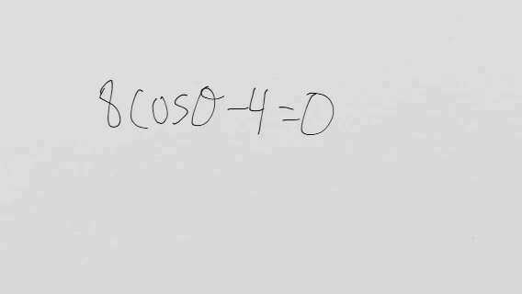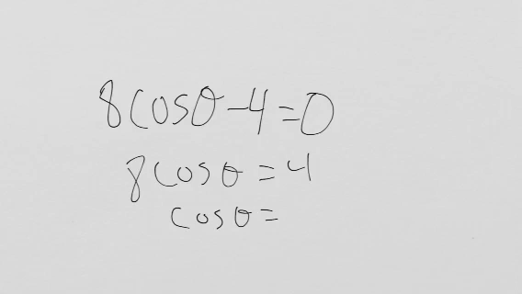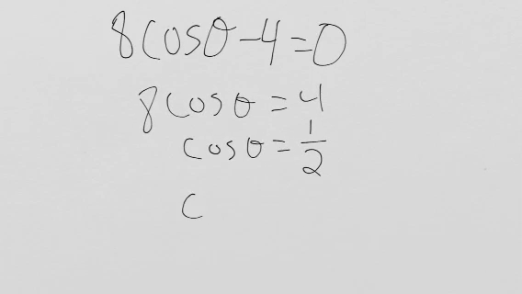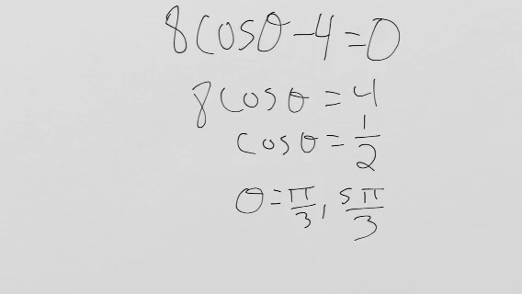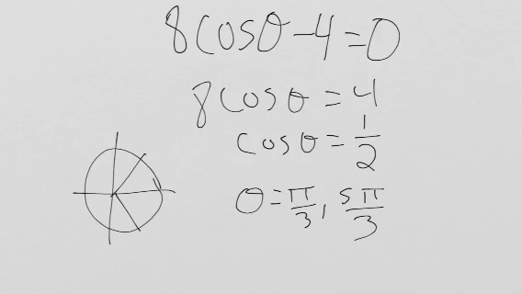So same thing for f prime theta equals 8 cosine theta minus 4. We're going to set it equal to 0 and determine when the derivative is equal to 0. So this is going to be when cosine theta equals 4 over 8, which is 1/2. That is at pi over 3 and 5 pi over 3. Let's draw our circle. There's pi over 3. There's 5 pi over 3.